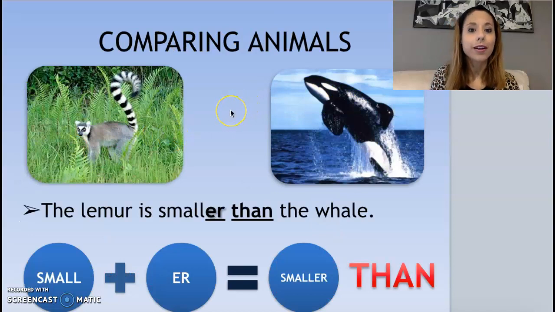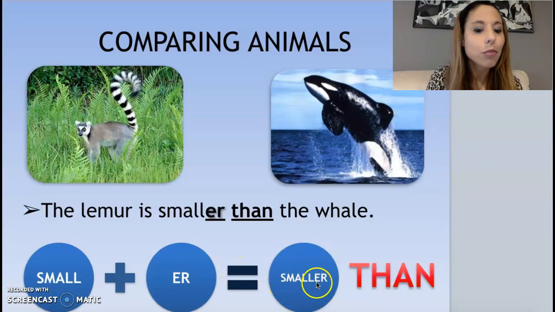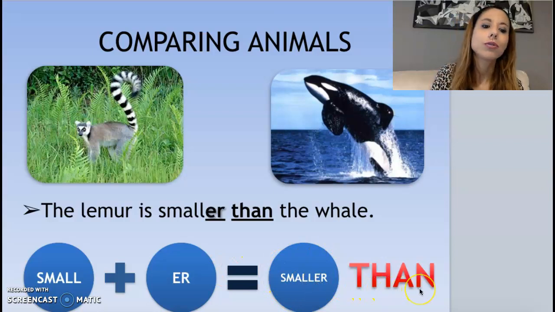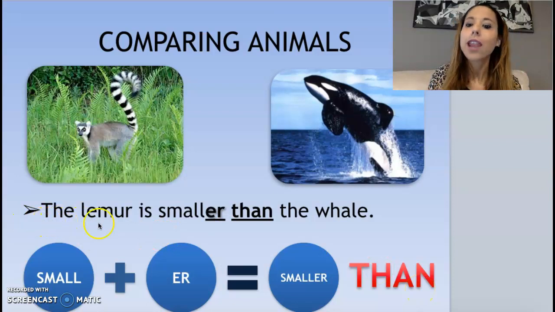So to compare two things, in this case, two animals or two people or two objects, we just need to take the adjective, add er, the pronunciation is er, and this is the result, smaller, and then we just need to add than. As in the example, the lemur is smaller than the whale. Okay?